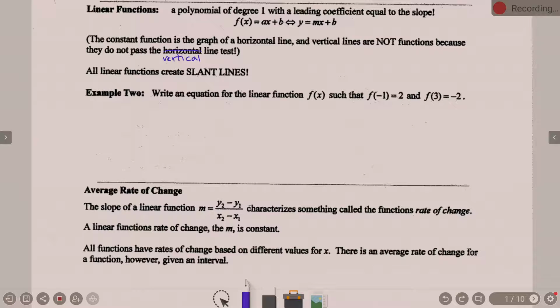Now, look at this example. It may look different, but you know how to do it. That information is in your brain. You just have to get it there. Okay. Example, ask us to write an equation for the linear function f of x such that f of negative 1 equals 2 and f of 3 equals negative 2. Any thoughts? And I know part of what you might be struggling with is the form of how they gave this information.